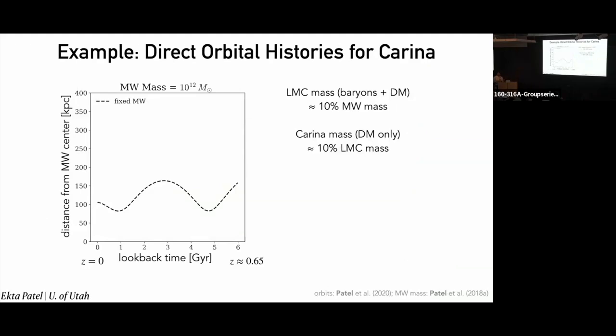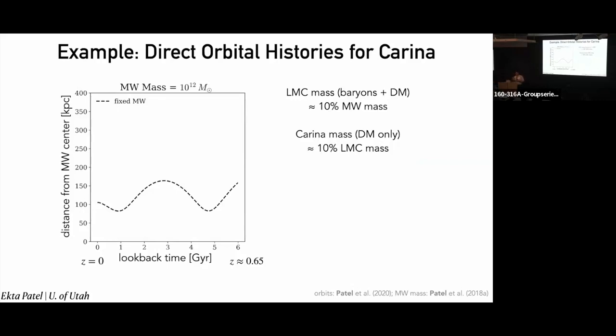So here I'm showing another figure, just like the ones you saw before. The x-axis is still look-back time, and the y-axis is distance from the Milky Way center. And here for my example, I'm using the Carina dwarf galaxy, one of our favorite classical dwarf spheroidals orbiting around the Milky Way. And you could say for this purpose, it's about 10% the mass of the LMC, right? So we've got a Milky Way, the LMC is 10% the mass of that, Carina is 10% the mass of the LMC. So many 1 to 10 ratios here.